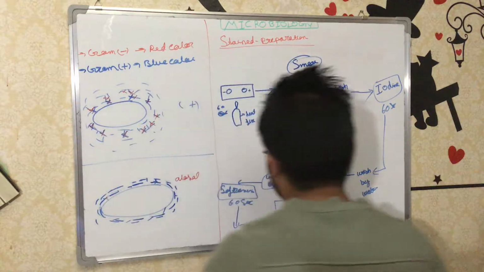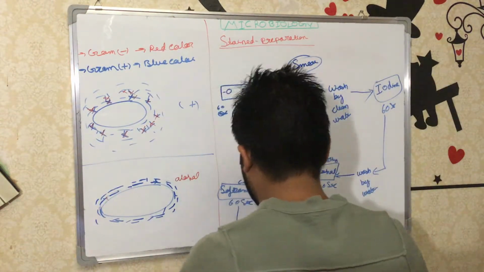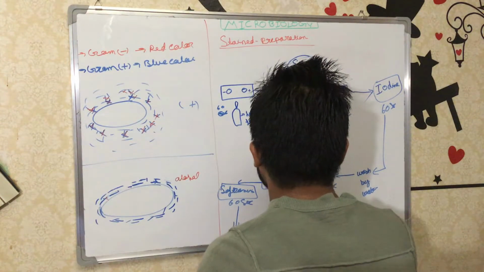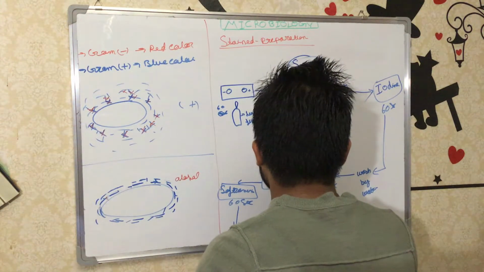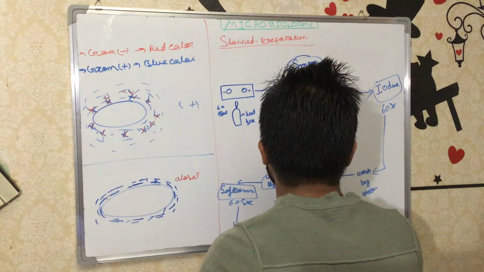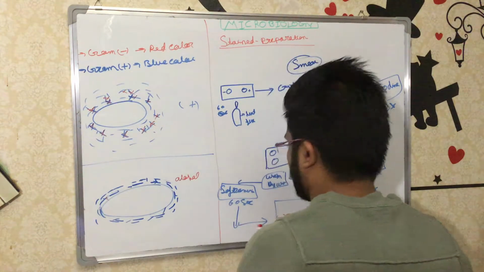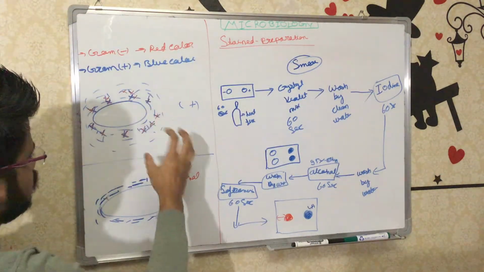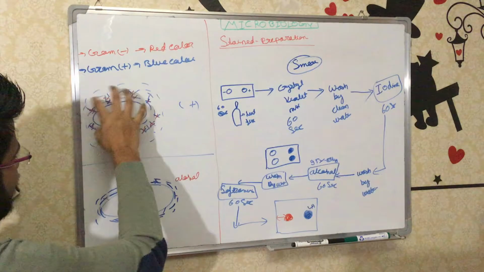So in this time, during the washing, the gram positive bacteria is still blue, because the alcohol will not do anything here, because of the very tight bonding, so it will not affect the iodine complex.